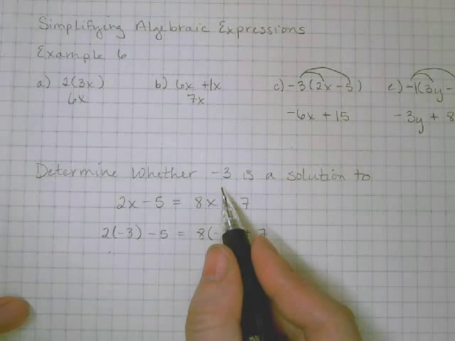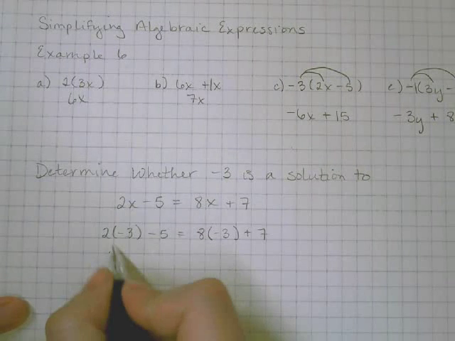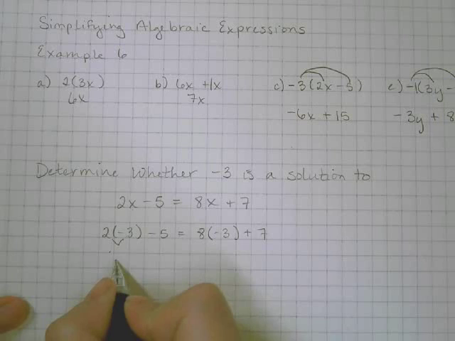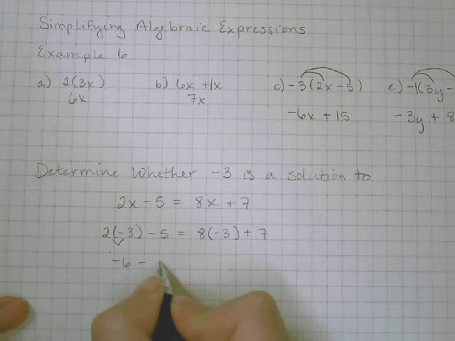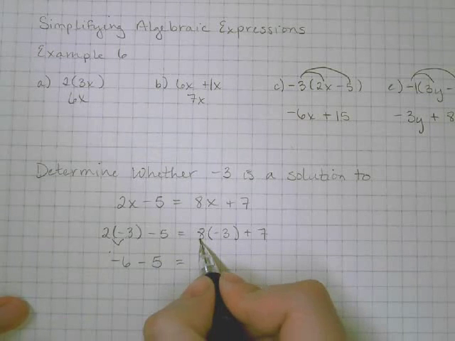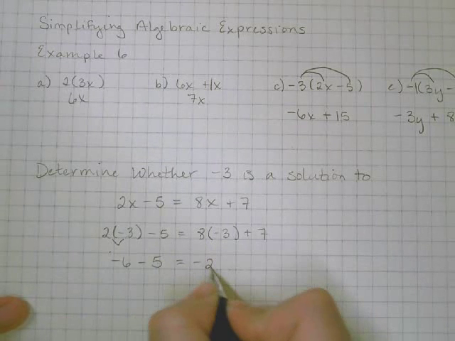So now I need to multiply first. 2 times negative 3 is negative 6 minus 5. Remember, I'm just dropping that down because I didn't use it yet. 8 times negative 3 is negative 24. Drop down the plus 7.